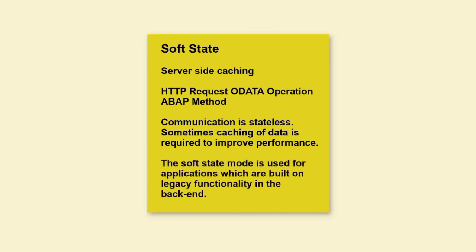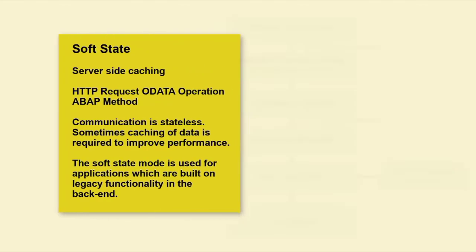The SoftState mode is used for applications which are built on legacy functionality in the backend, which includes initial loading or caching of large amounts of data for a single request. Example, price calculation. The main use of SoftState is performance optimization of an OData service. Take a look at the steps used in SoftState server-side caching.